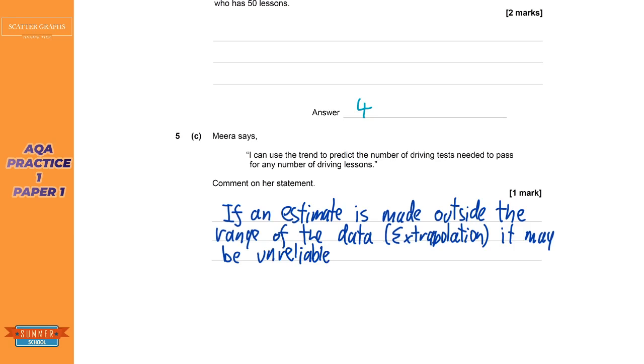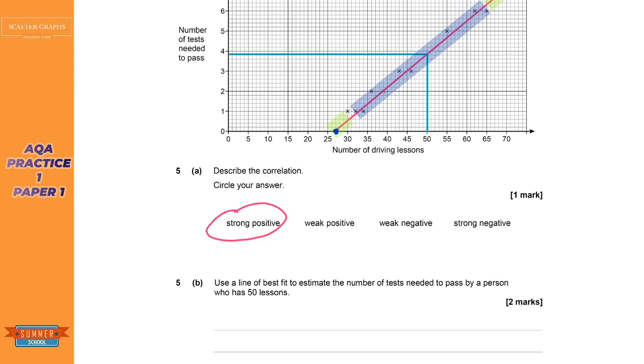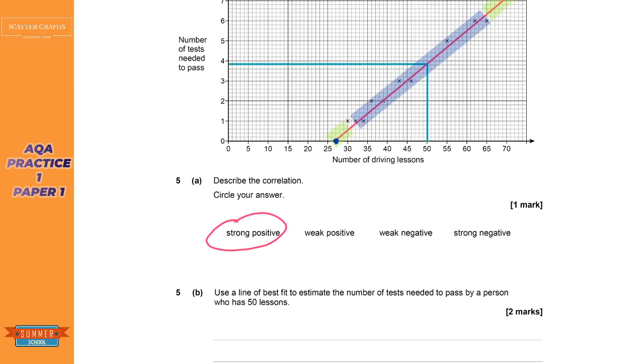I could have just said there's a danger when extrapolating outside the range of the data. I could have said something about the line of best fit not continuing. The trend might stop. It might not be a linear relationship anymore. And also what I said, that 27 driving lessons moves to 0 numbers of test pass.